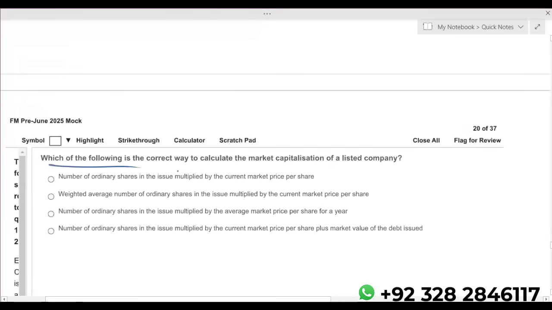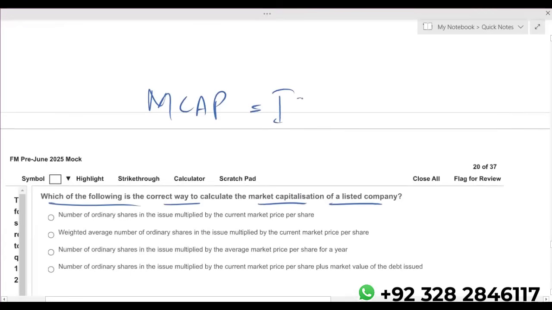Which of the following is the correct way to calculate market capitalization of a listed company? How do we calculate market capitalization of a listed company? It's very simple. Market capitalization is issued shares multiplied by P naught, the current share price.